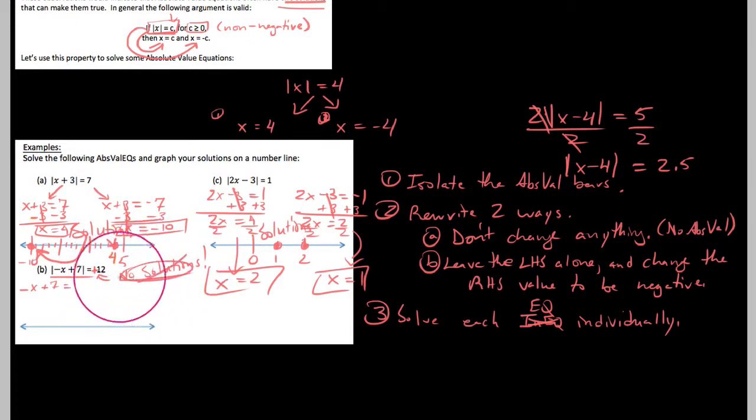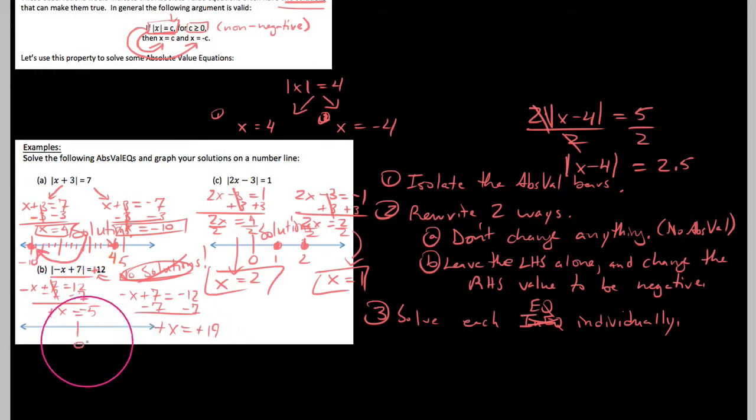But in this case, what if it were positive 12? We would have rewritten it as -x plus 7 is 12, and -x plus 7 equals -12, and solve this. Other way, we subtract 7 straight across the board. 7's gone. We get -x equals 12 minus 7, which is 5, and -x equals -12 minus 7, which is -19. So positive x is -5, and positive x is 19.